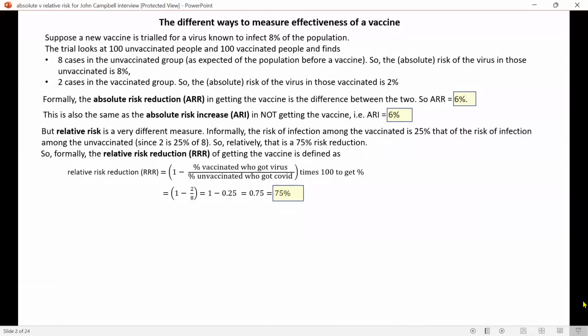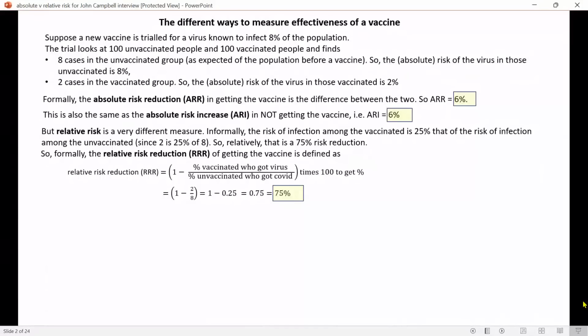And formally, that's how we define the relative risk reduction measure. So the relative risk reduction of getting the vaccine is just 1 minus the proportion of vaccinated who get the virus, which was the 2%, divided by the proportion of unvaccinated who get the virus, that's 8%. So it's 1 minus 2 over 8, that gives you 1 minus a quarter, which is 0.75, which is 75%. So that's how they formally define the relative risk reduction.